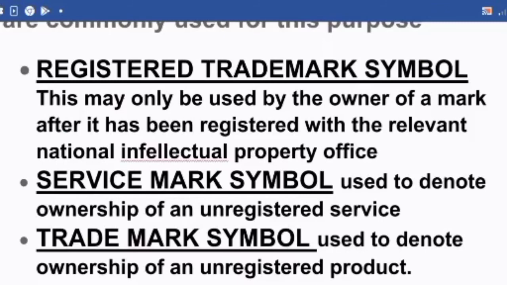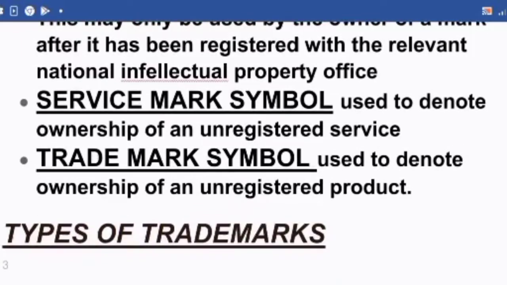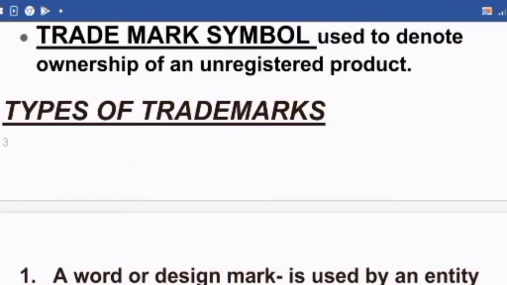Registered trademark symbol: this may only be used by the owner of a mark after it has been registered with the relevant National Intellectual Property Office. Service mark symbol: used to denote ownership of an unregistered service. And last, the trademark symbol: used to denote the owner of an unregistered product.